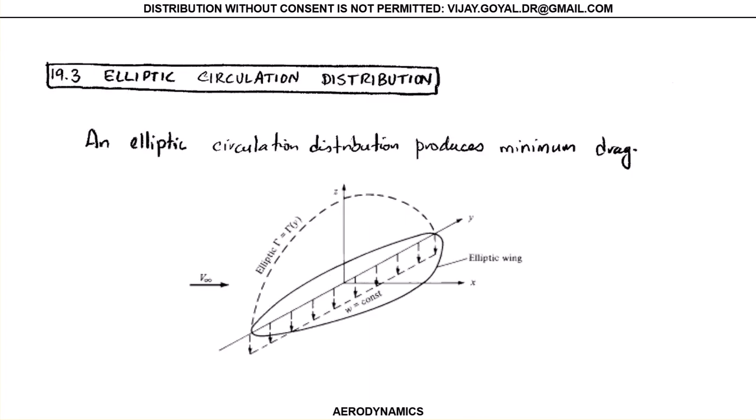So this is the very last lecture, the second part of elliptic wings, and this lecture is about the drag. If you remember from our previous lecture, I told you that when we talk about an elliptic wing, we are talking about an elliptic lift distribution, and therefore that produces an elliptic planform.